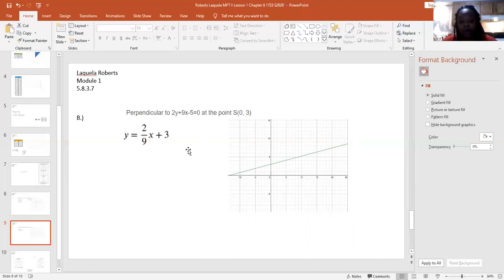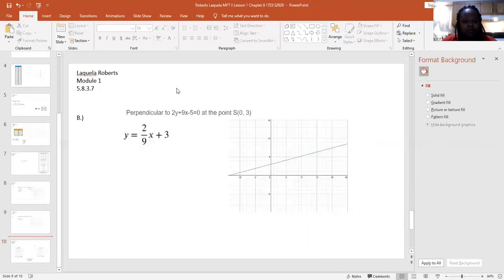But in order to find the perpendicular slope, we need to take the negative reciprocal of negative 9/2, which is 2/9. So I'm going to use my point, which is (0, 3). It's going to be y minus y1 equals m times x minus x1. Y minus 3 equals 2/9 times x minus 0. Y minus 3 equals 2/9 x. Y equals 2/9 x plus 3, and that's how we got that.